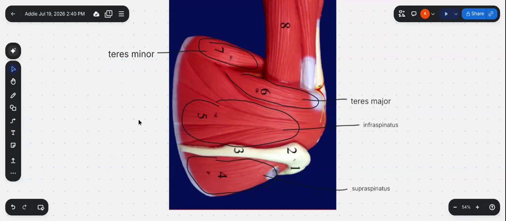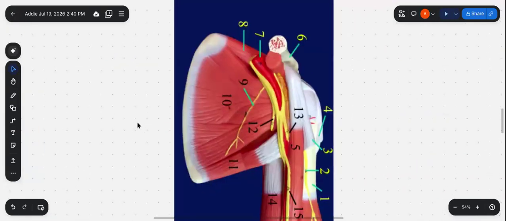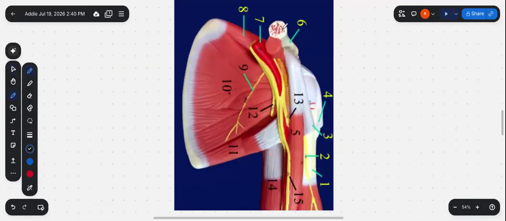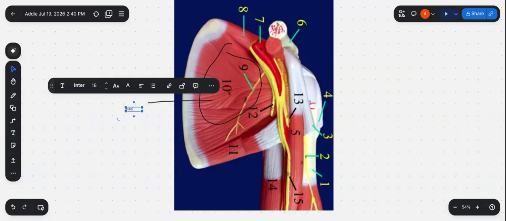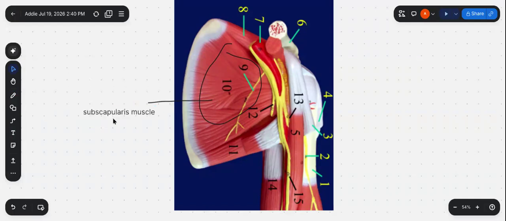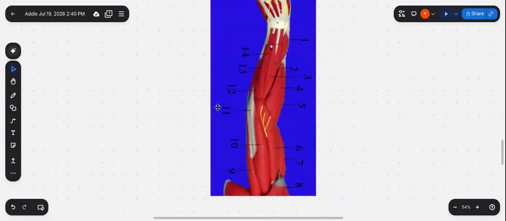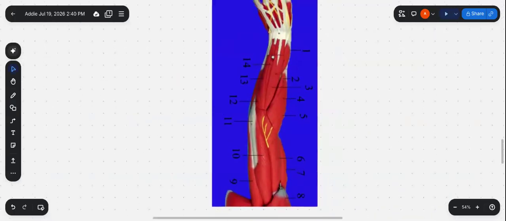Now we're going to go into the arm. One more thing about the scapula is you also have a muscle on the posterior side that is called your subscapularis muscle. Subscapularis muscle over here on the posterior side of the scapula. All right, now moving on to the arm.